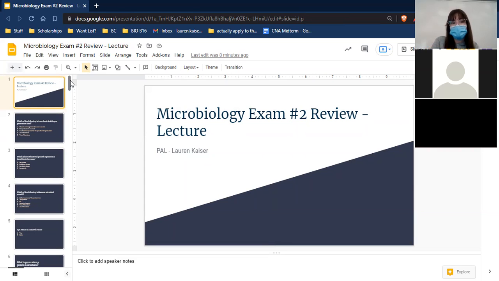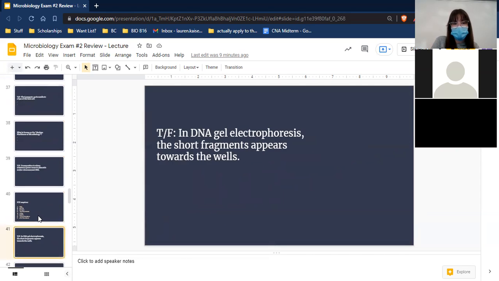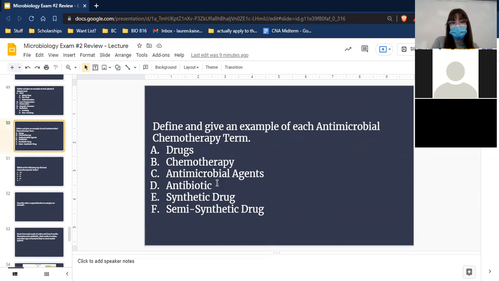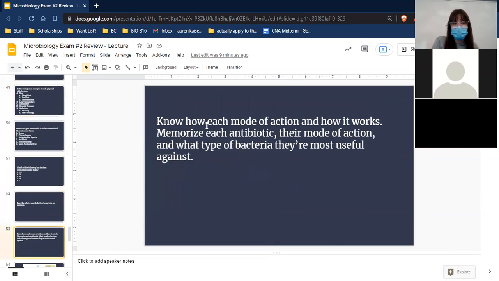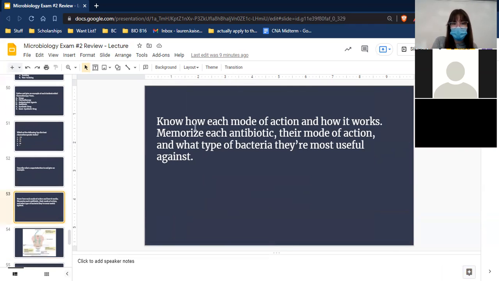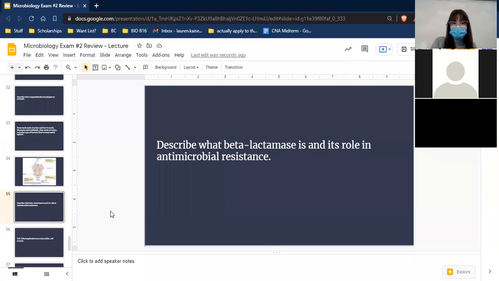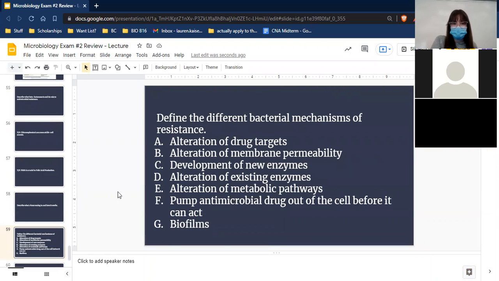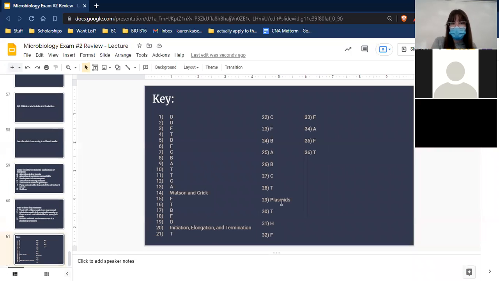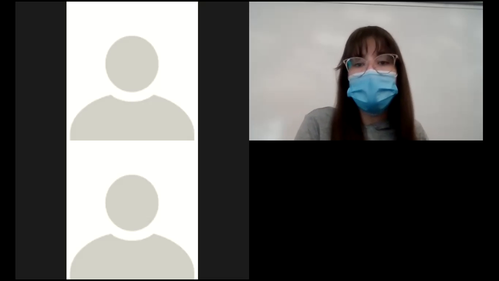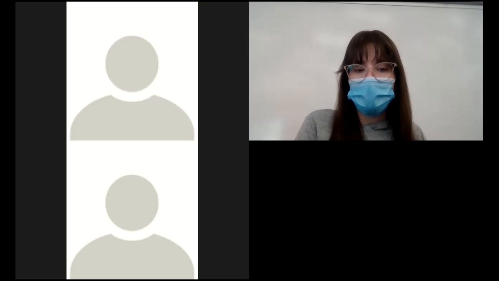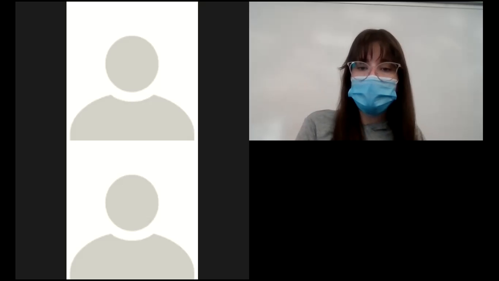But a lot of this, I want to drive in one last thing before you guys go. A lot of it is going to be down here. Define and give an example of each of the antimicrobial chemotherapy terms, physical disinfectants, and know how each mode of action works. Sorry, no, this is a typo. Know each mode of action and how it works. Memorize each antibiotic, their mode of action, and what type of bacteria they're most useful against. And it's really just a lot of this, right? It's a lot of defining key terms, I think, in chapter 10. So look through that, comb through it as much as you can.